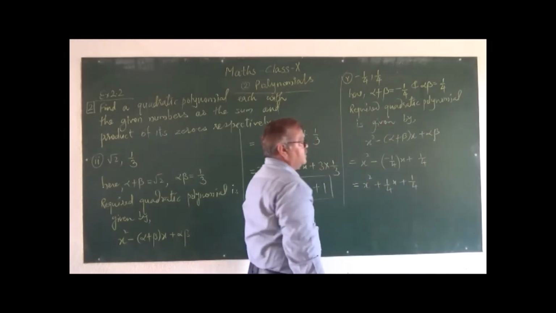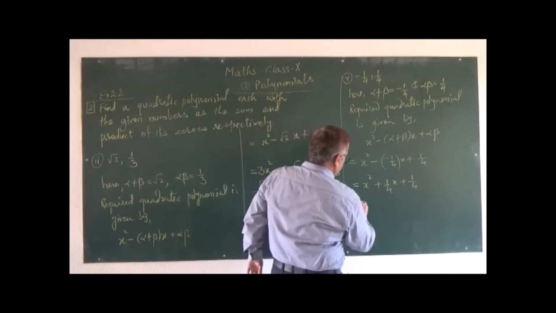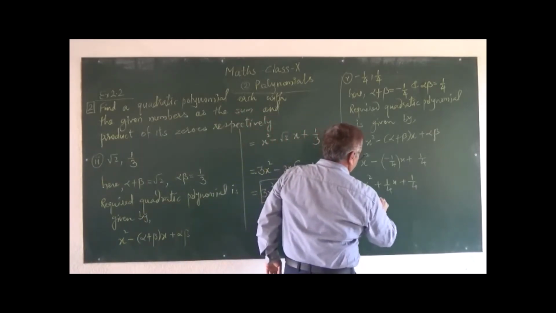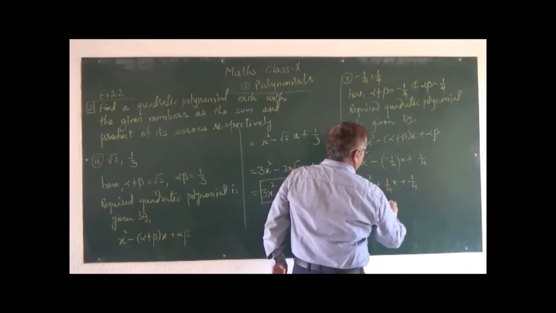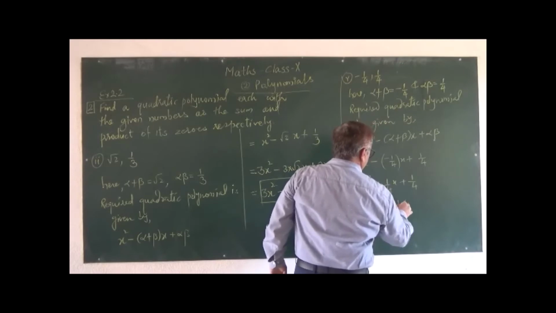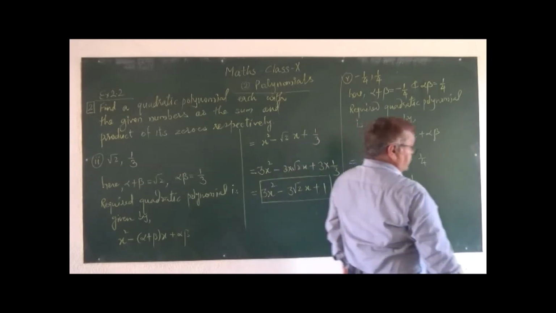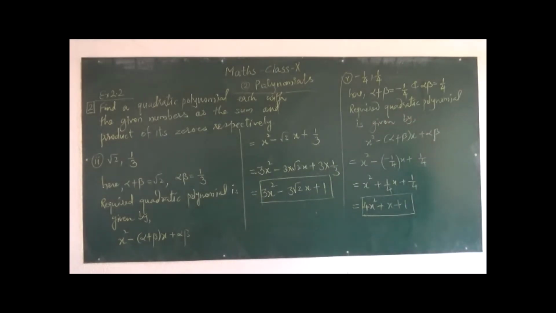We don't want this 4 in the denominator, so multiply every term by 4. So you will get here 4x square. When I multiply 4, 4 gets cancelled, so what remains? x. 4, 4 cancels 1. So this is a required quadratic polynomial when the sum of the zeros is minus 1 by 4 and the product is 1 by 4.